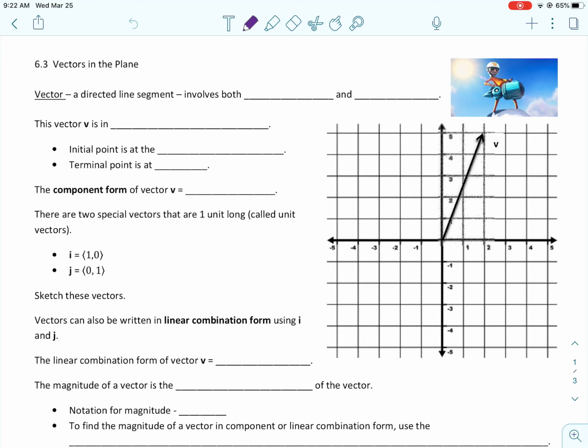All right, so hopefully you guys remember that from your childhood. But that is what a vector is, and that's what we're going to talk about today. So it is a directed line segment that involves both direction and magnitude.